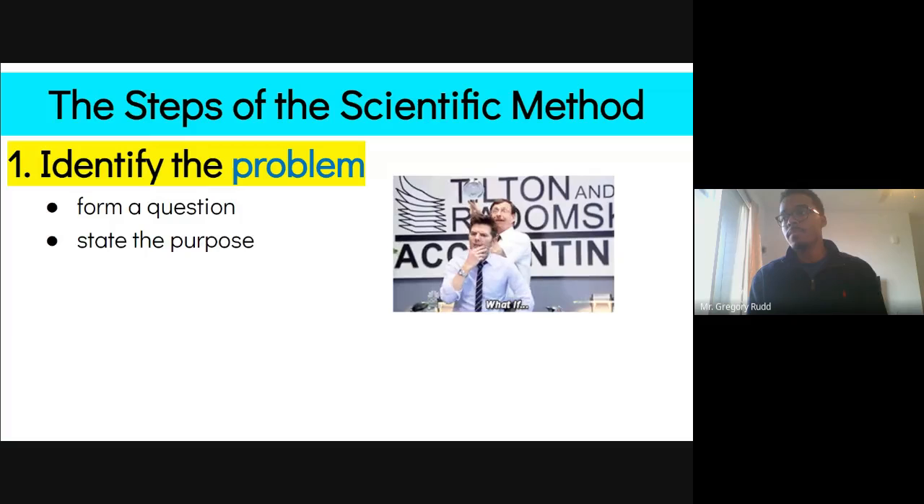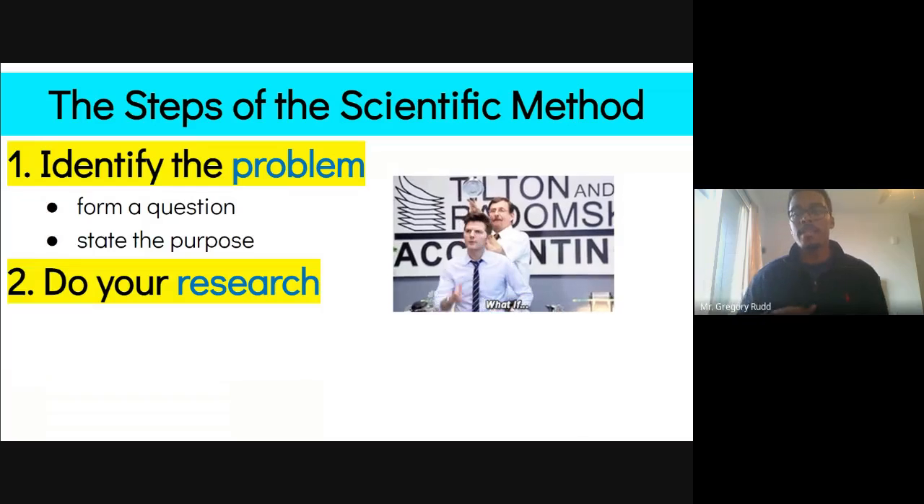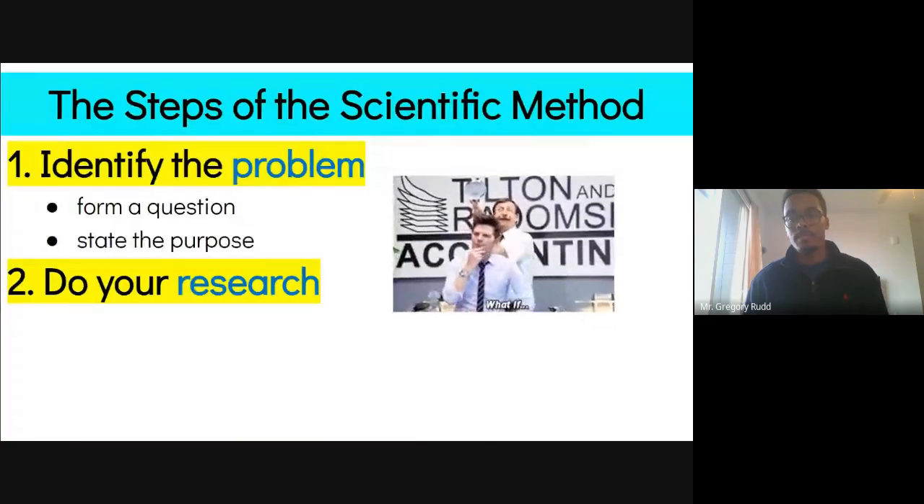Then you have to do some background research. What might be some background research that you do? How might a scientist or someone who's doing the scientific method do some research?